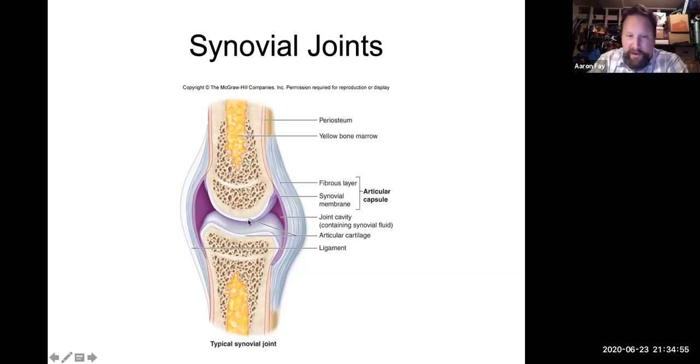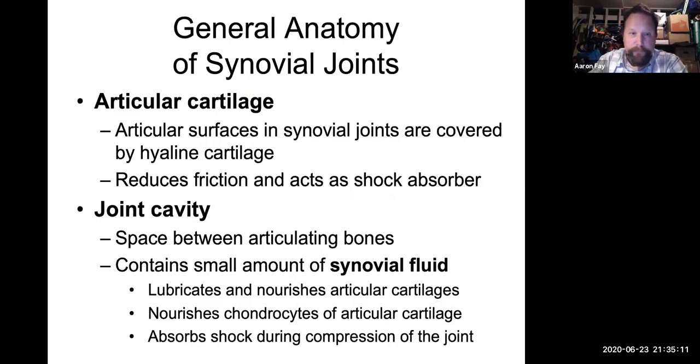Remember that the articular cartilage also serves as a bit of a cushioning and a nice smooth surface. So when these bones touch each other and rub each other, there's very low friction, both because of the synovial fluid and because of the articular cartilage. See here, as I mentioned, articular cartilage is hyaline cartilage covering the epiphyses of the articulating bones, reduces friction, acts as shock absorber. The joint cavity is created by that articular capsule, and is filled with synovial fluid.